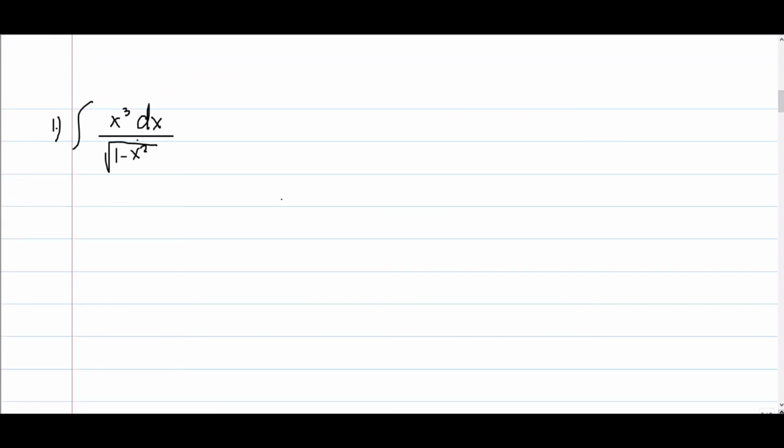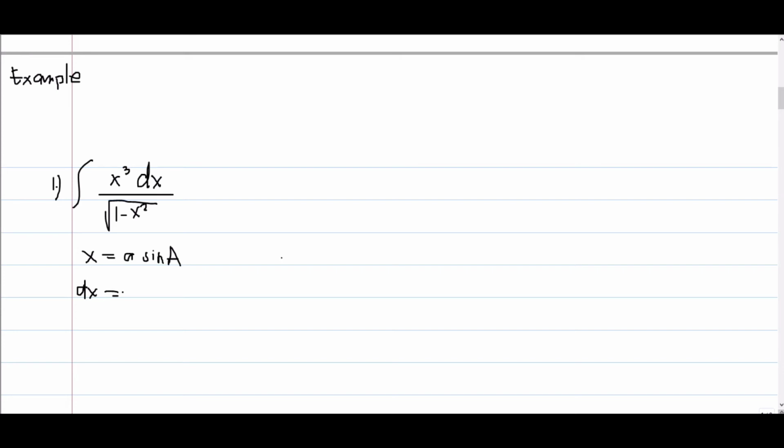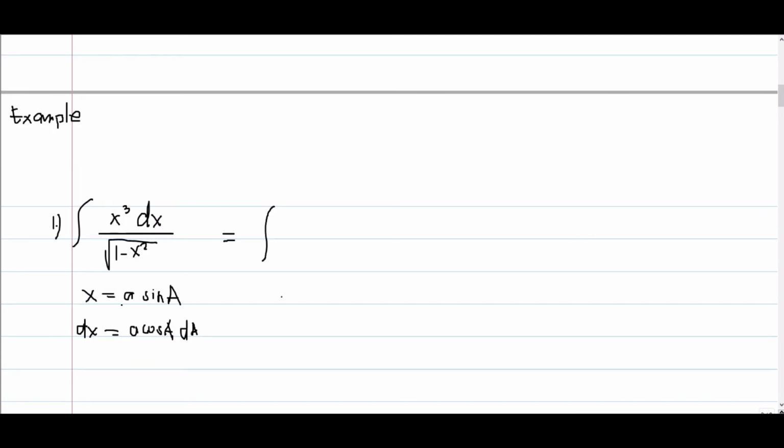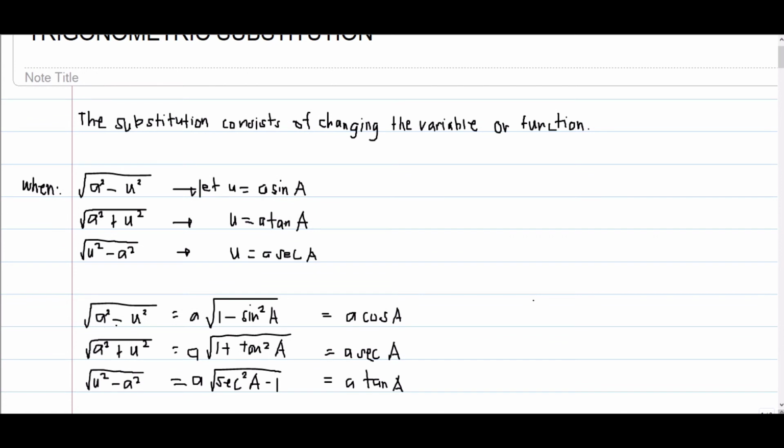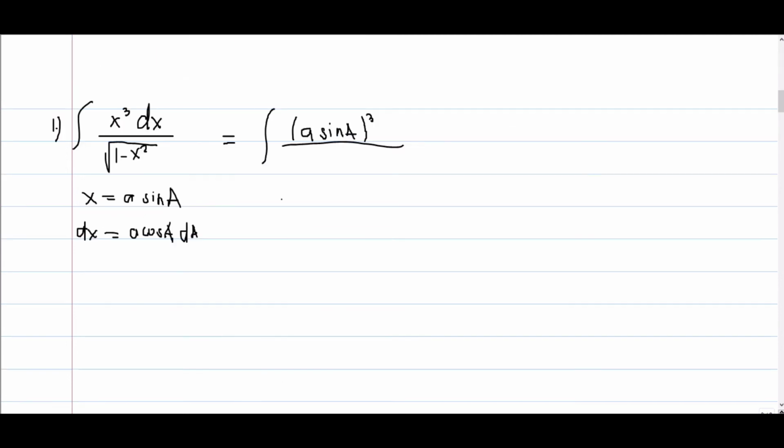In this case we have the variable x equivalent to a sine θ. So the derivative of x, that is dx, equals the derivative of a sine θ, which is a cosine θ dθ. The equivalent of x is a sine θ, raised to the power 3, over. Take note that the square root of a squared minus u squared is equivalent to a cosine θ. In this case, the square root of 1 minus x squared is equivalent to a cosine θ.